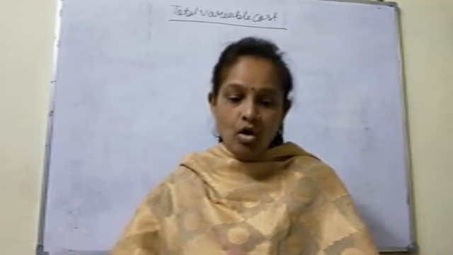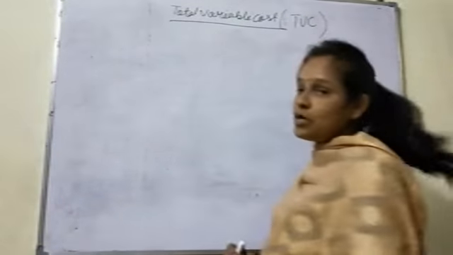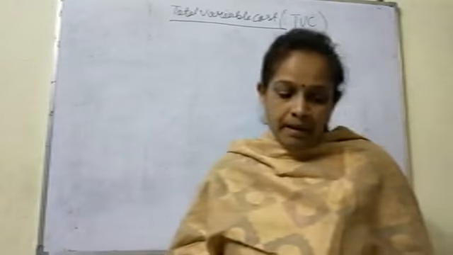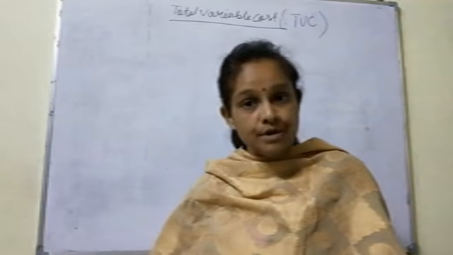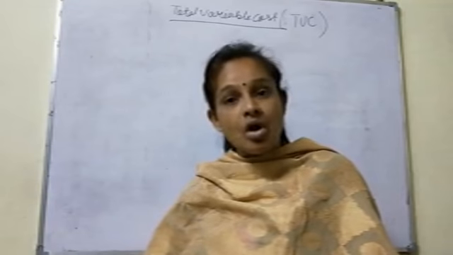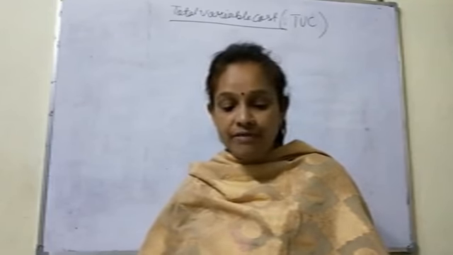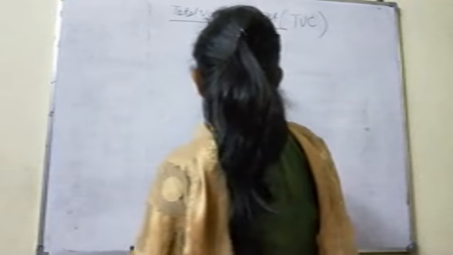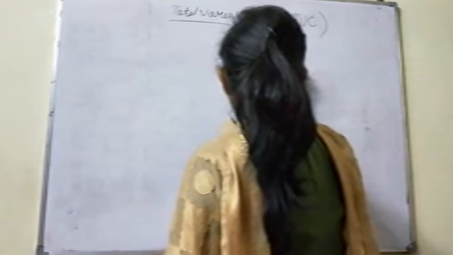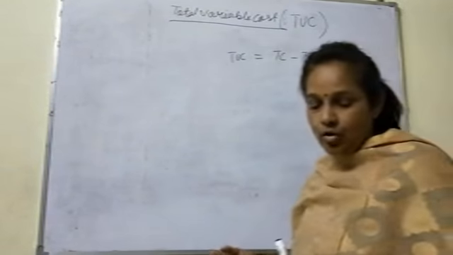So let us first write down the meaning of TVC. First write down the heading total variable cost, and after the heading under bracket write down TVC, that is the short form of total variable cost. Okay. Now write down the meaning: the total cost incurred by the firm on the use of variable factor is called total variable cost. Full stop. Then the formula, that is TVC is equal to TC minus TFC, is the formula of TVC. Okay, so I hope you have written this.